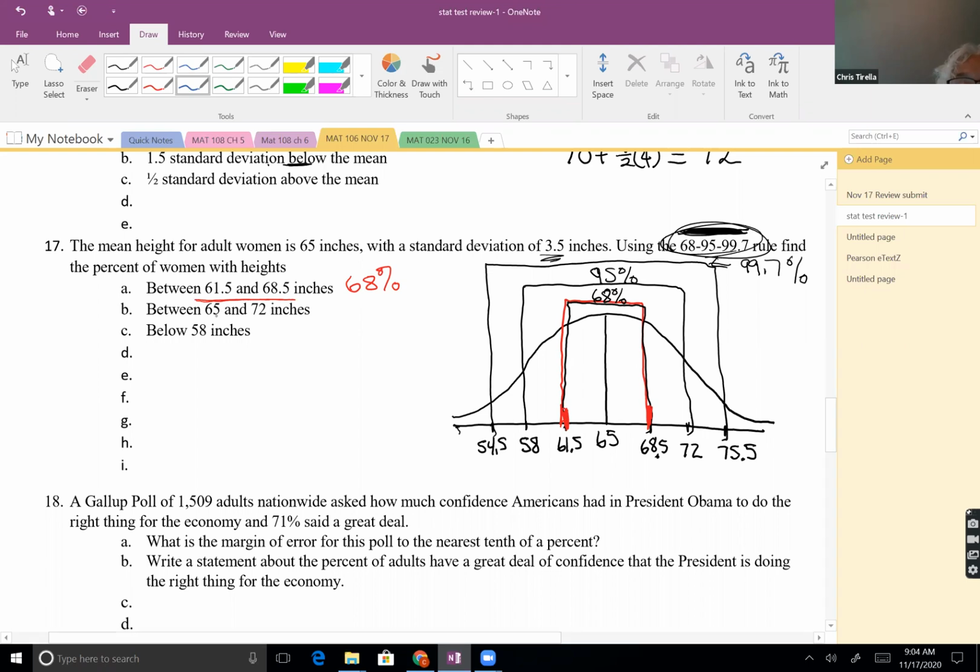Next question asks for between 65 and 72. 65 is my middle value. 72 is the end of 95. And so do you see, looking at the picture, what we're doing is we're taking half of that 95, which gives me 47.5%.